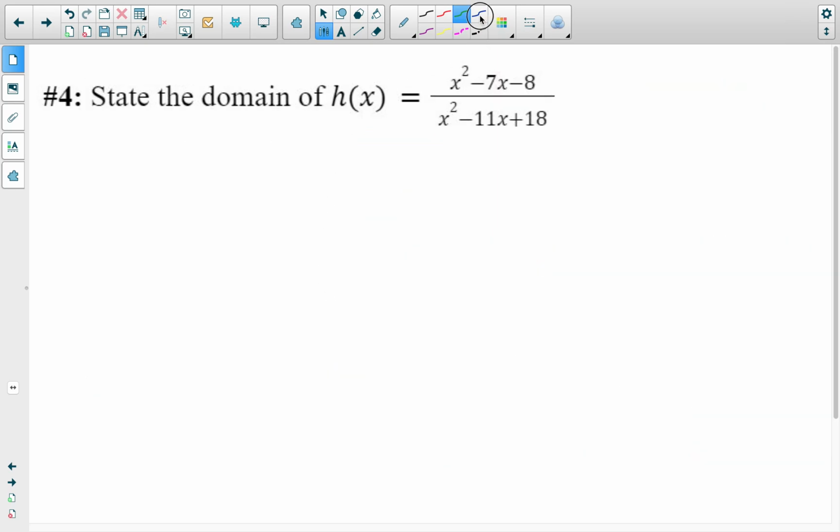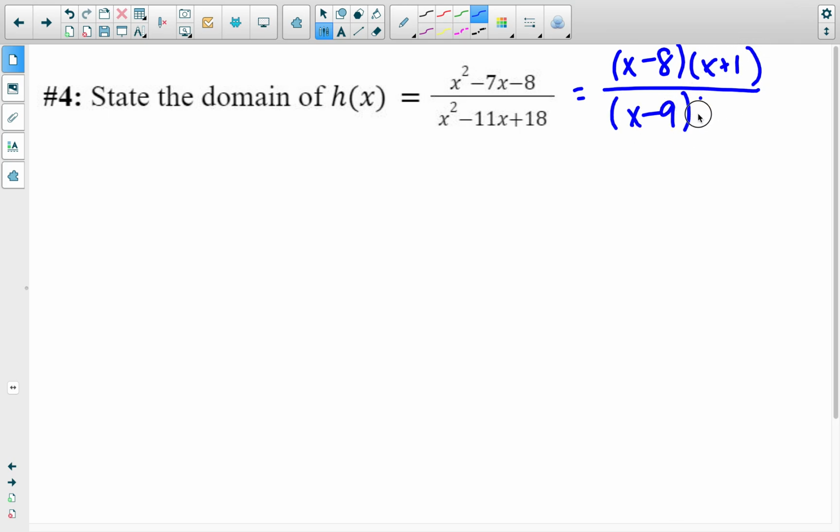One more domain problem. Let's factor both the numerator and the denominator. It's good practice, to be honest. Okay, this numerator factors into (x minus 8)(x plus 1). And then this denominator factors into (x minus 9)(x minus 2). What makes this denominator equal 0? Here and here. 9 or 2, right?